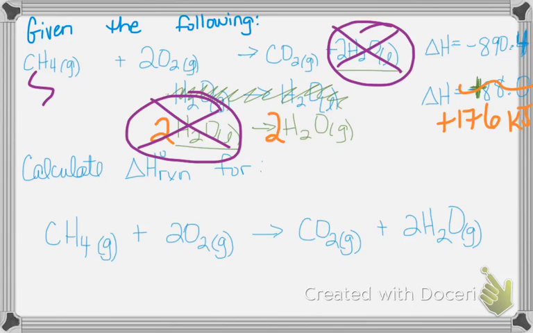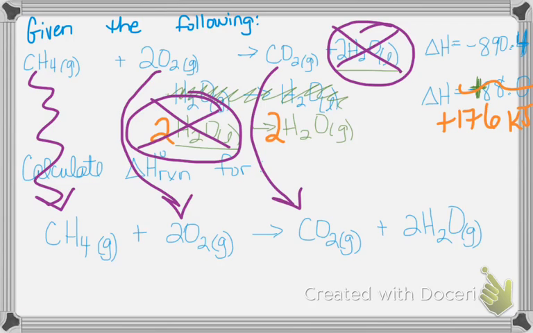Look. I've got methane left. I've got 2 oxygens left. I've got 1 CO2 left. And I've got 2 water vapors left. That's all that's left. So now, these pieces add up to be this.